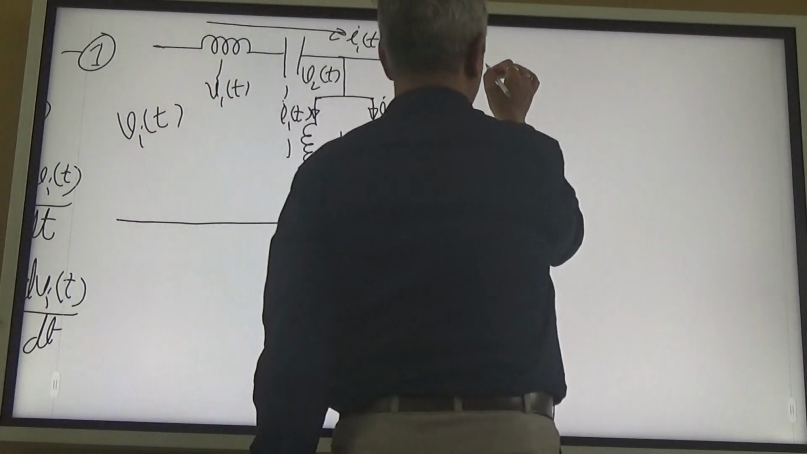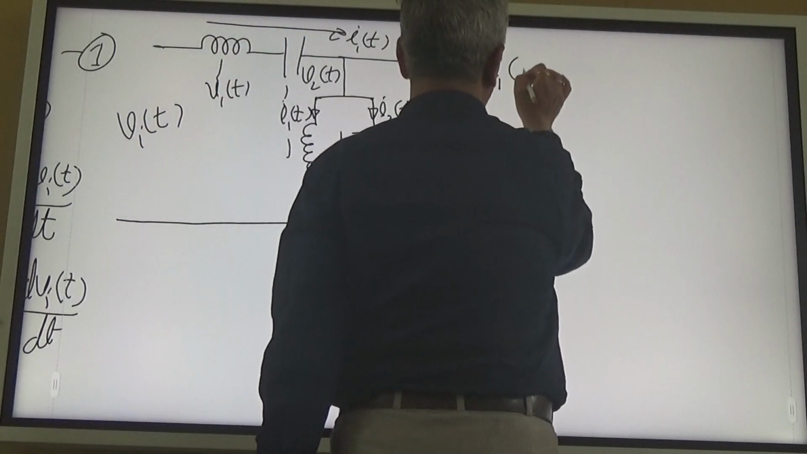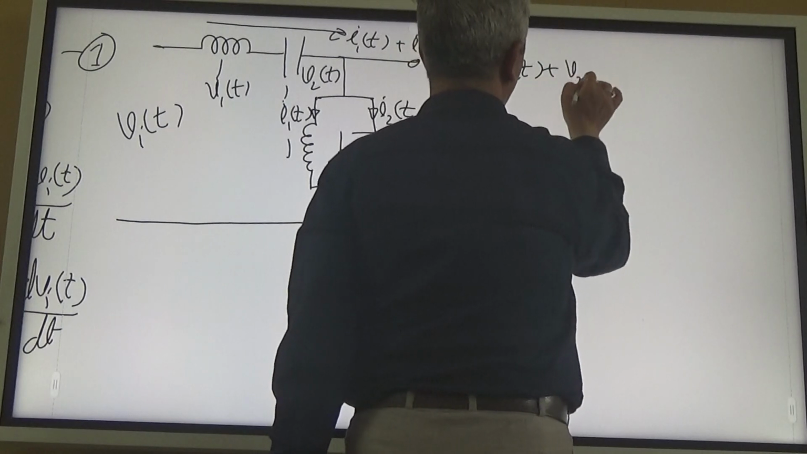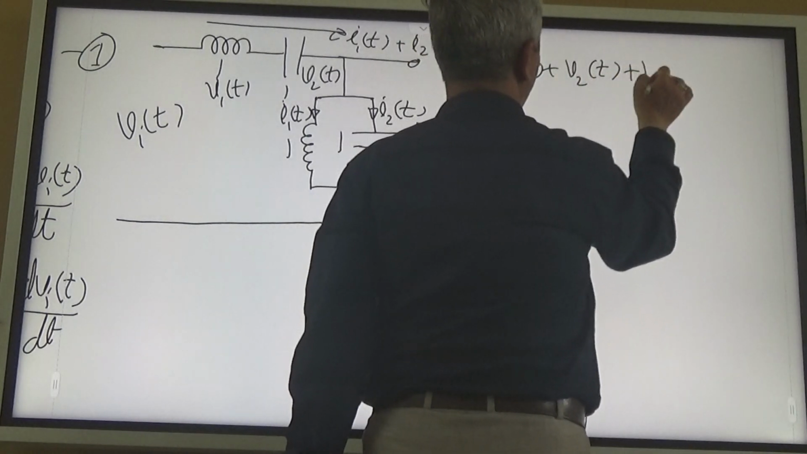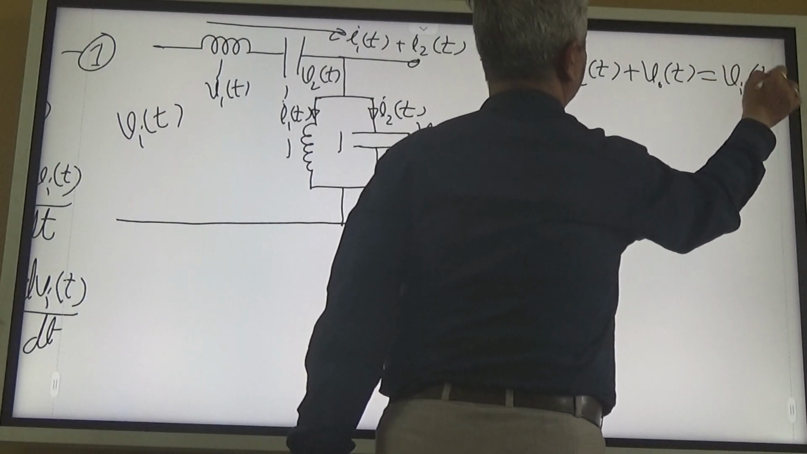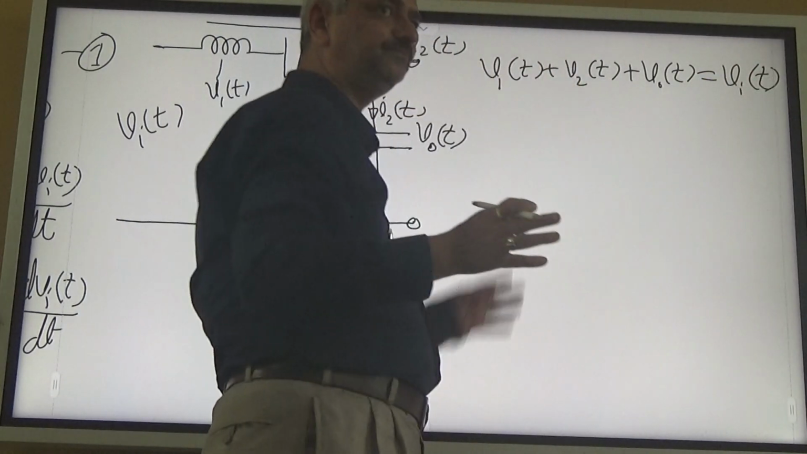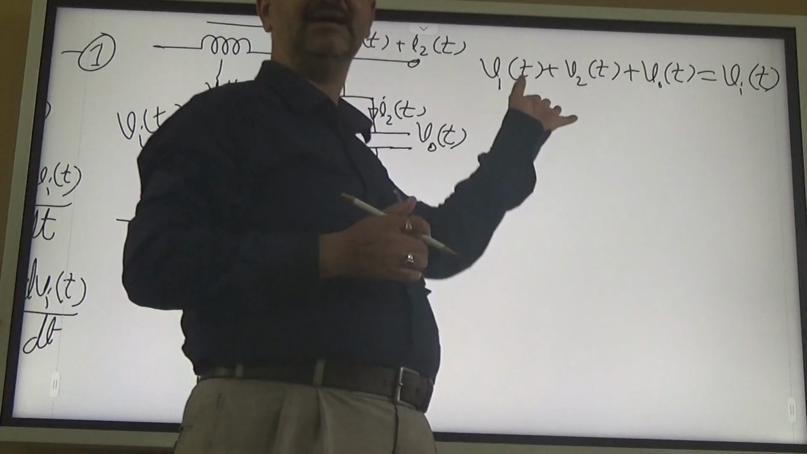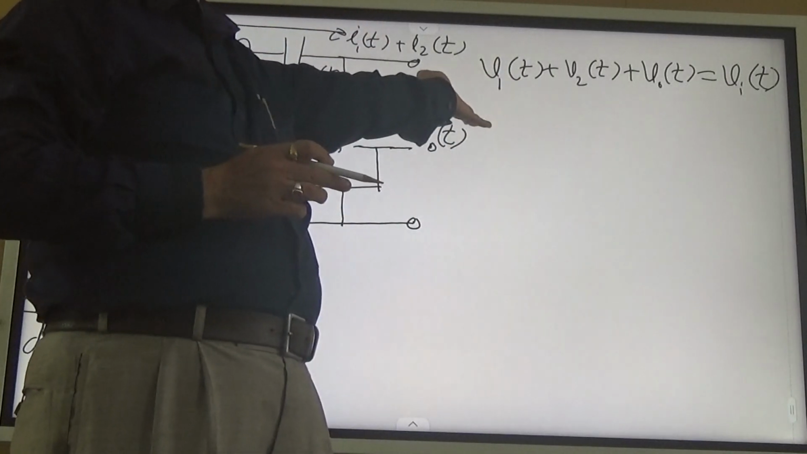So, do you agree that Kirchhoff's mesh law will give me V1(t) plus V2(t) plus V0(t) is equal to Vin(t)? I think no issues at all.